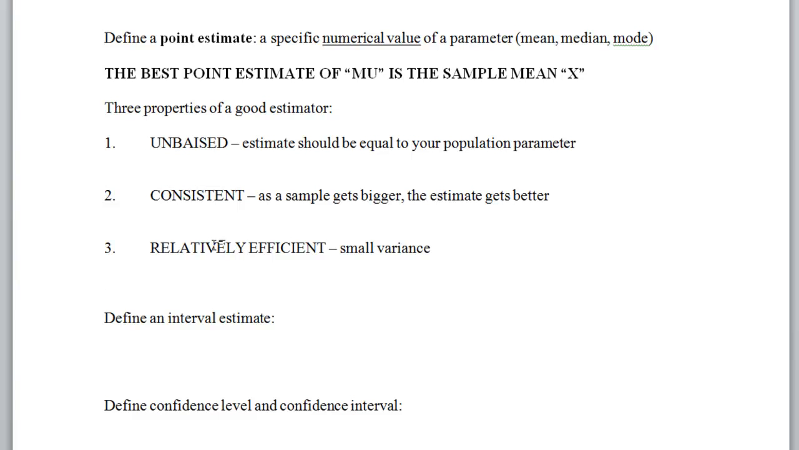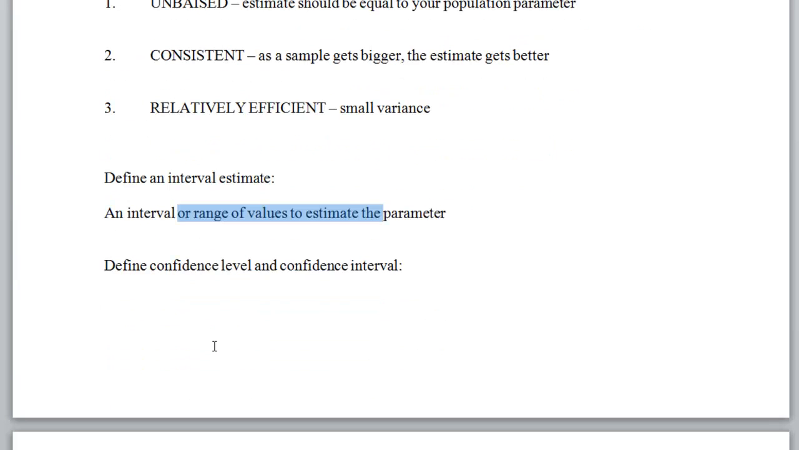Now, an interval estimate. An interval estimate is an interval or range of values to estimate the parameter. So we're going to come up with a range of values to estimate the parameter. And we're going to define the confidence interval as the probability that the estimate will contain the parameter. The confidence interval is the probability the estimate will contain the parameter.